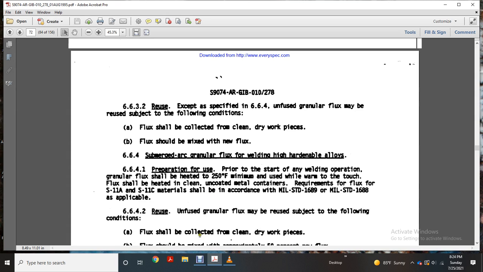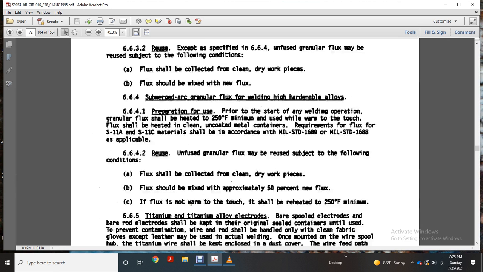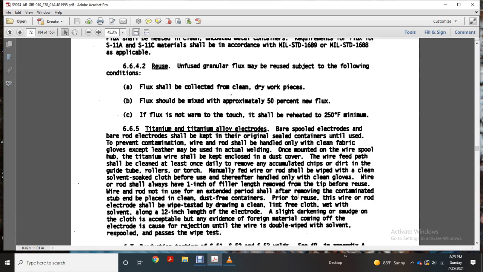Requirement of flux for SA10 and S11C: S11A and S11C material should be in conformity with Military Standard 1689. Military Standard 1688 is applicable to reuse. The unfused granular flux may be reused subject to the following conditions. Flux should be collected from a clean and dry workpiece. Flux should be mixed with approximately 50% new flux. If the flux is not warm to the touch, it should be reheated to 250 degrees minimum.